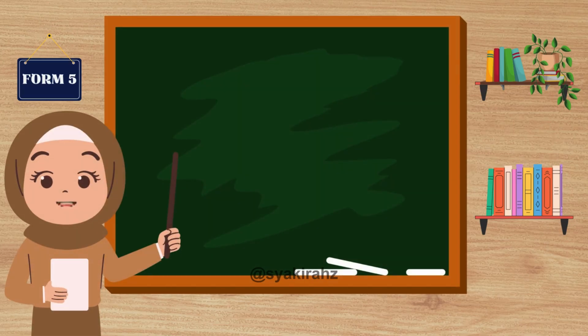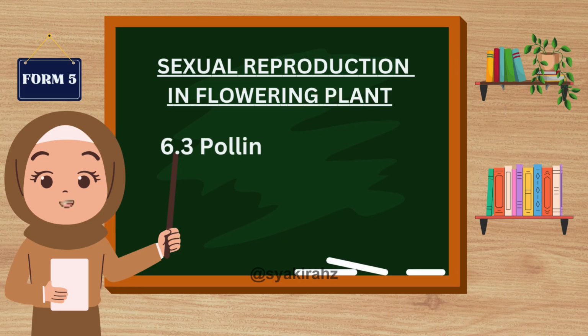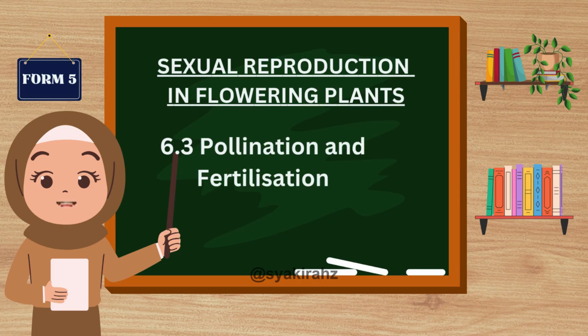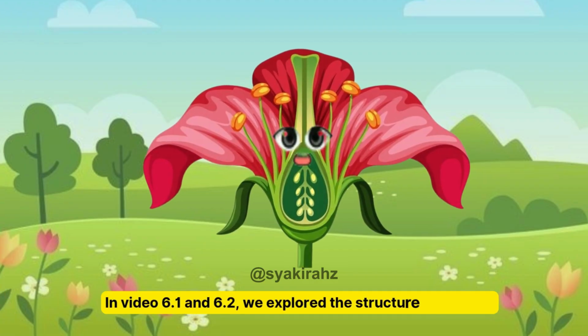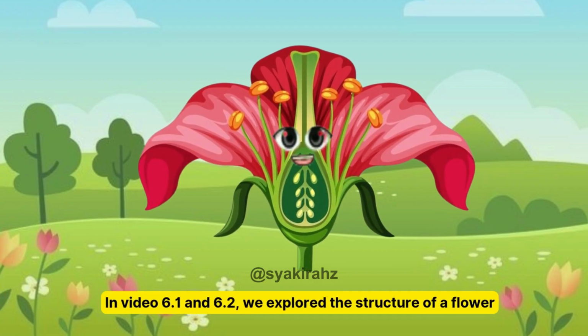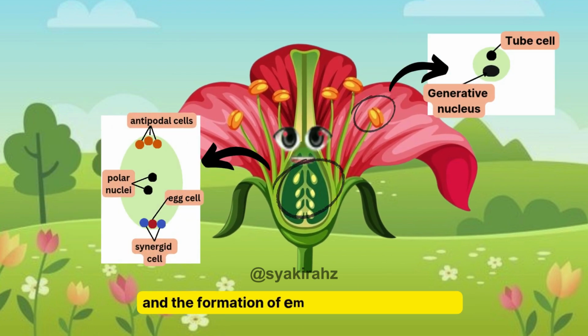In today's lesson on Chapter 6, which is sexual reproduction in flowering plants, we will focus on 6.3, pollination and fertilization. In video 6.1 and 6.2, we explored the structure of a flower, the development of pollen grains in the anther, and the formation of embryo sacs in the ovule.